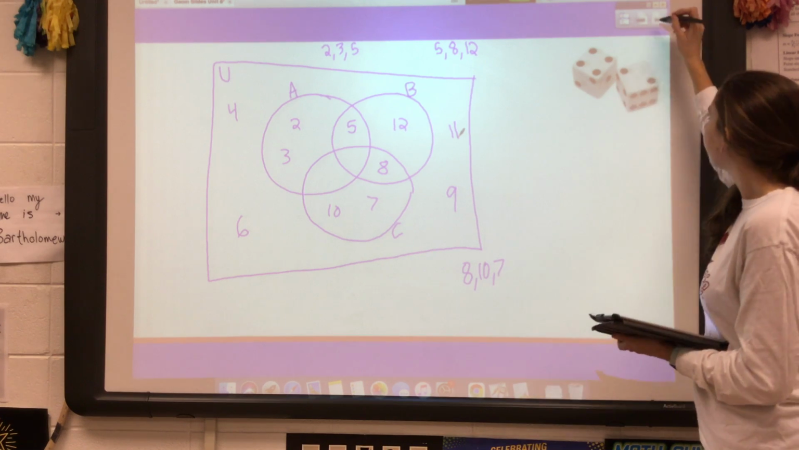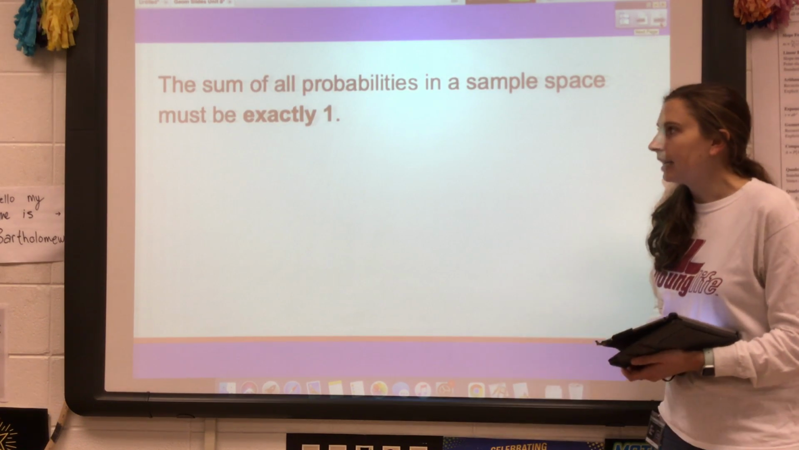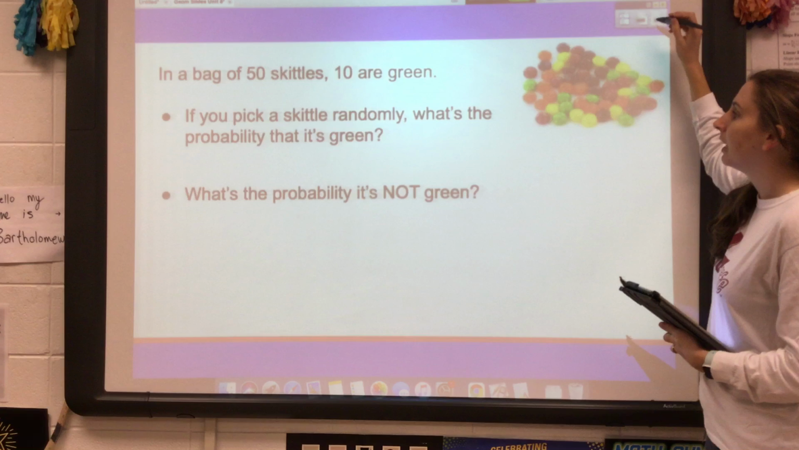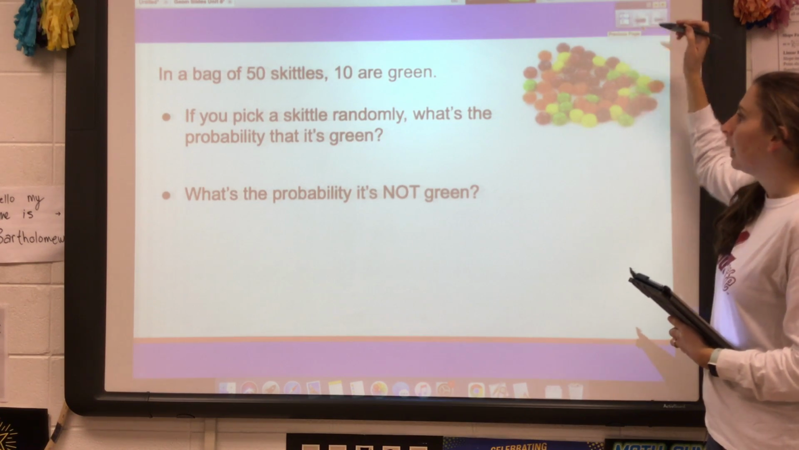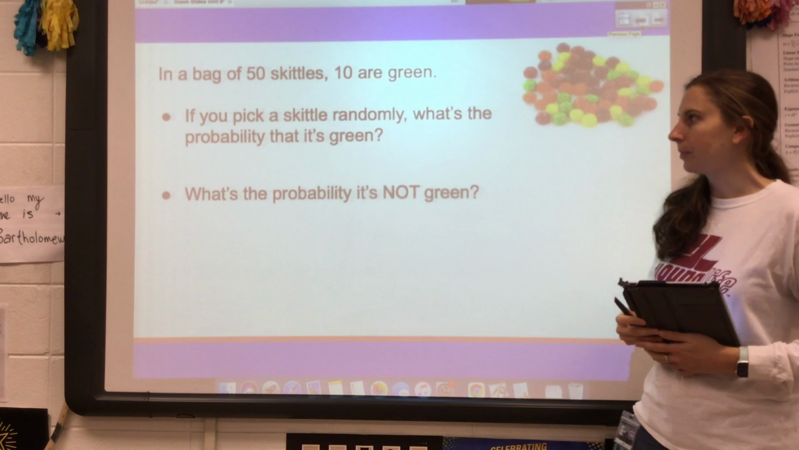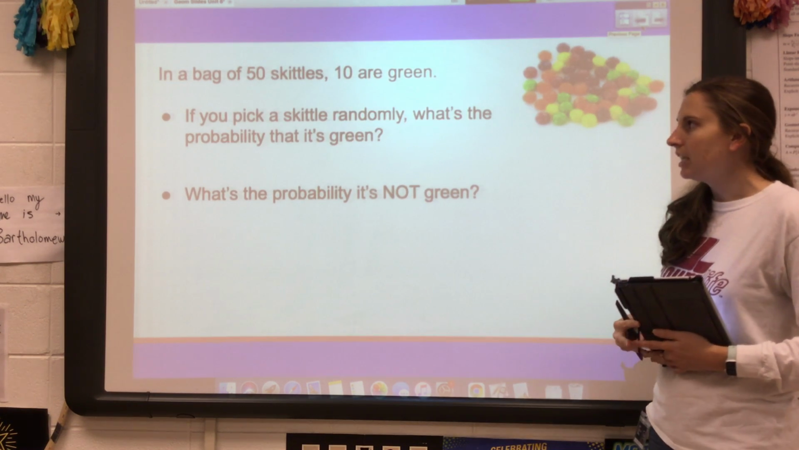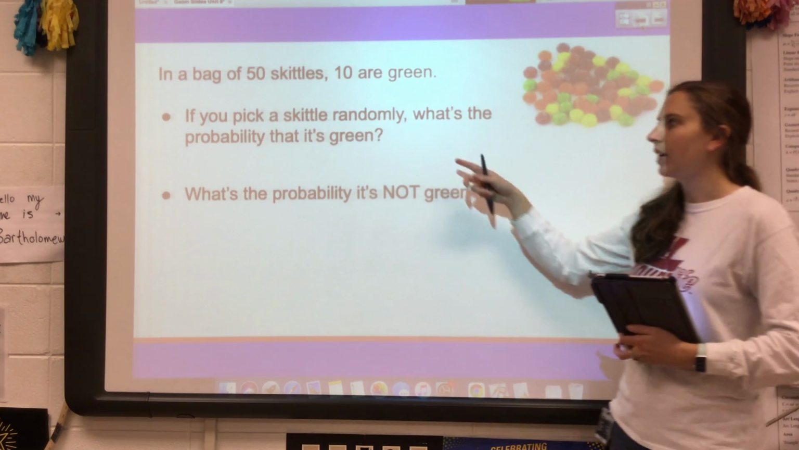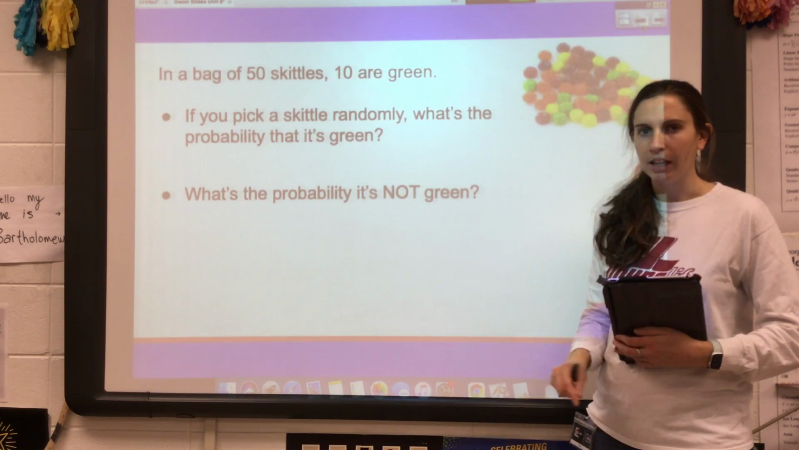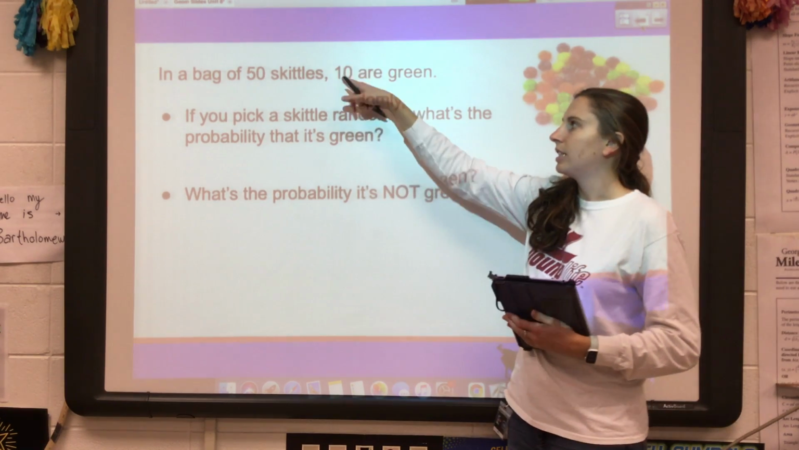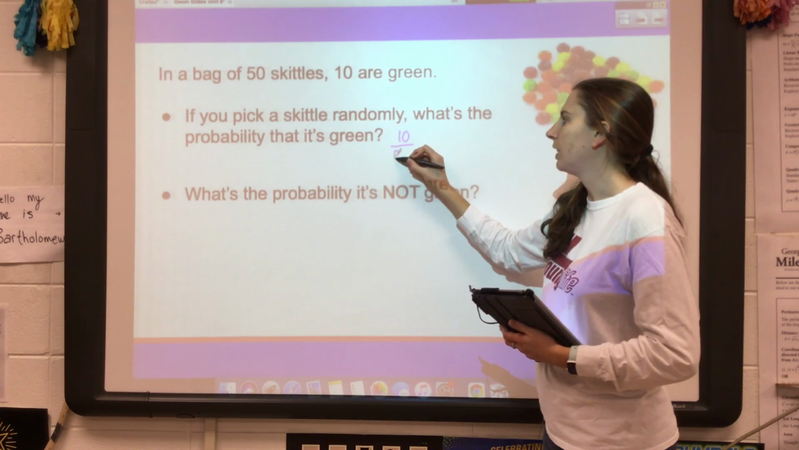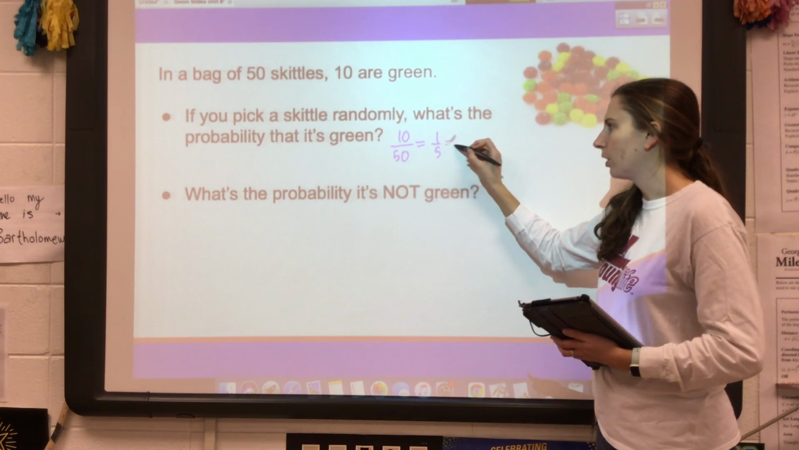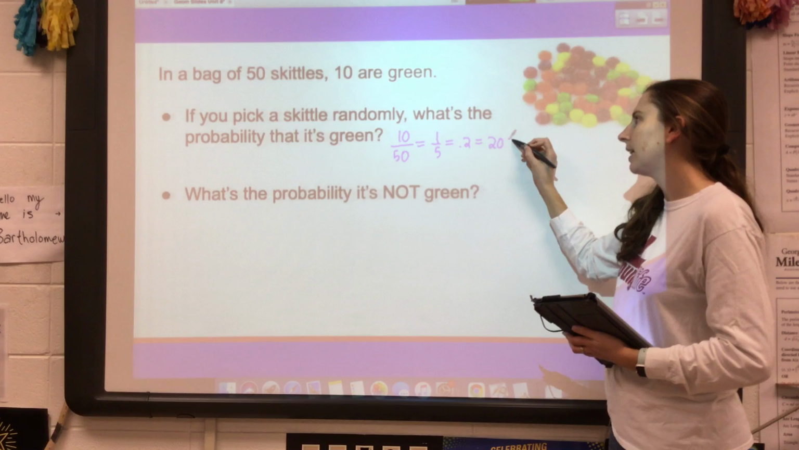All right. Keep in mind, the sum of all probabilities in a sample space must be exactly 1. So let's go back to that Skittles problem real quick. In a bag of 50 Skittles, 10 are green. Let's answer the first question I asked you earlier. If you pick a Skittle randomly, what's the probability that it's green? Well, you have 10 options out of 50 total Skittles, so it's 10 out of 50, which would be 1/5, or you could say 0.2 or 20%, any of those are fine.